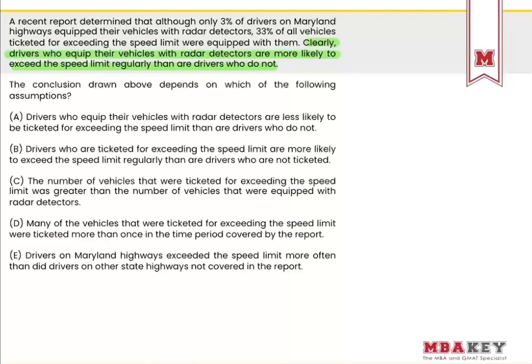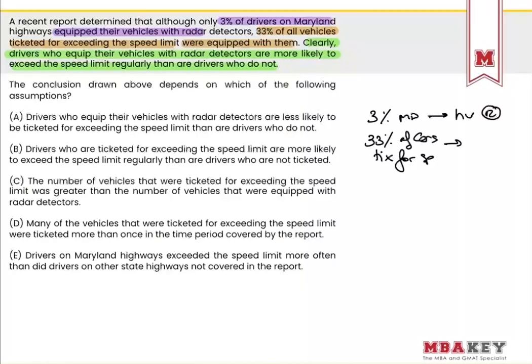One way to approach this problem is to notice that they're telling you 3% of Maryland drivers equip their vehicles with radar. 3% of Maryland drivers have radar. And then 33% of all vehicles ticketed for speeding, exceeding the speed limit, were equipped with radar. 33% of cars ticketed for speeding were equipped with radar, right?